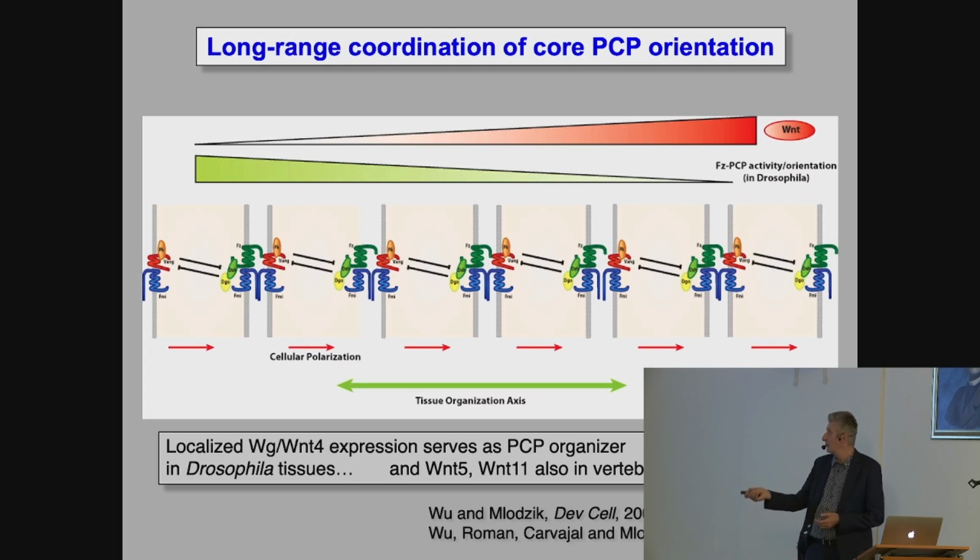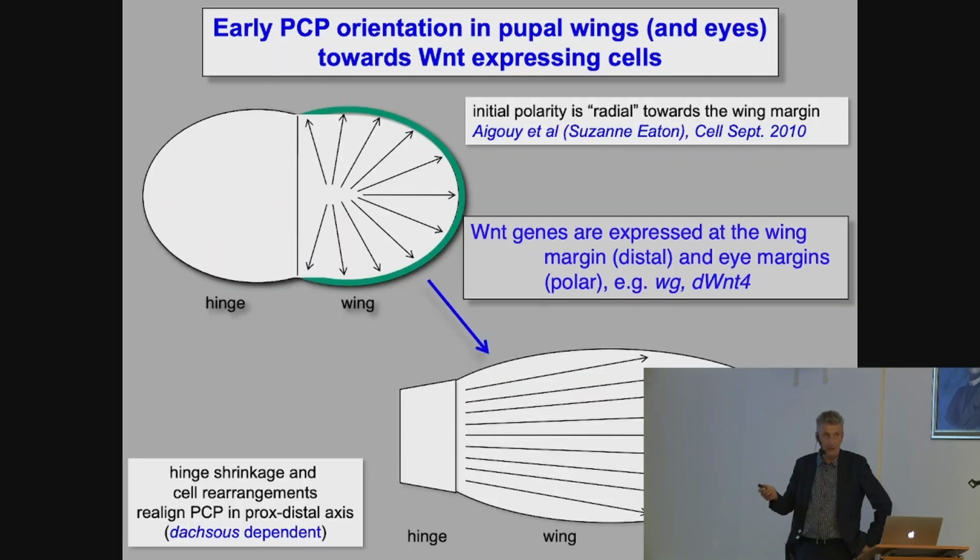And this is quite similar to Wnt5 and Wnt11 in the vertebrate context. Several labs have shown in the mouse and also in zebrafish and in Xenopus that if you position Wnt5 or Wnt11, you will start polarizing cells. So there is a requirement for the Wnts. And the best way to show it was looking at the fly wing, but we see the same in the fly eye. The wing initially is radially polarized.